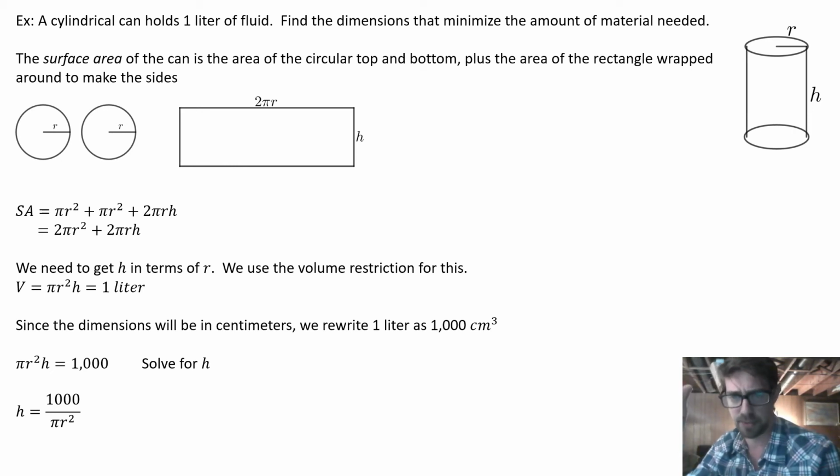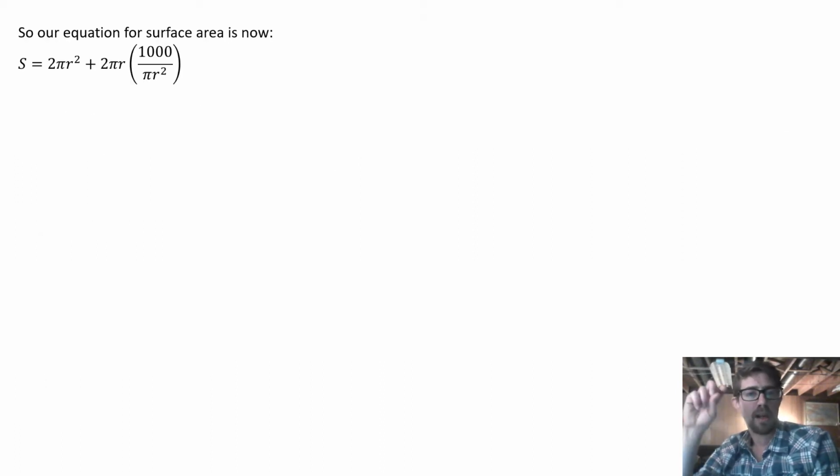It would have just given us a more complicated expression, which is fine, but then we would have had to take the derivative of that more complicated expression, then we would have had to set that equation equal to 0 and solve it. So let's work smart, not hard. That goes back into S, so our surface area finally, just in terms of the radius, is 2 pi r squared plus 2 pi r times 1,000 over pi r squared, because that's what the height has to be based on our radius.